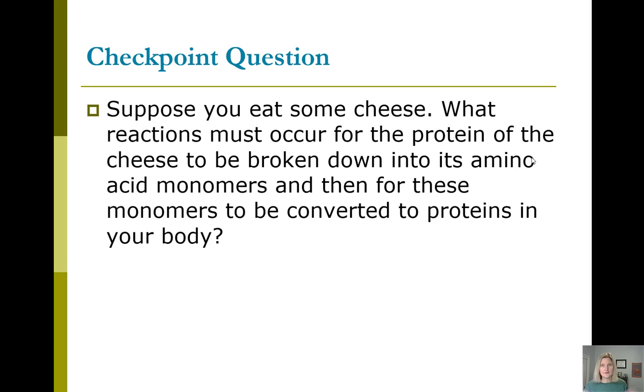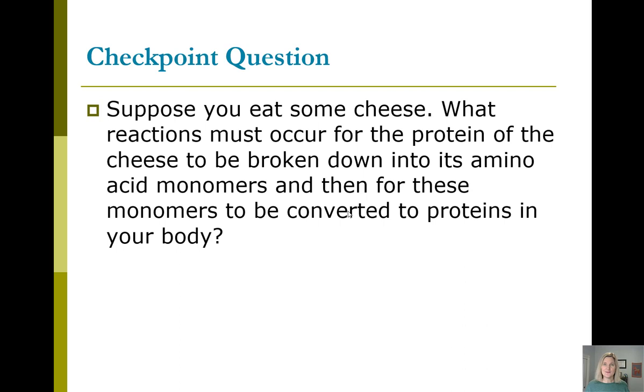Okay, there's no way that if you ate a piece of cheese, it could fit into a cell, right? You have to break it down into small units. Hydrolysis is going to break it down so that your body can absorb the amino acids. But then we need to make proteins from the amino acids. So how do we do that?